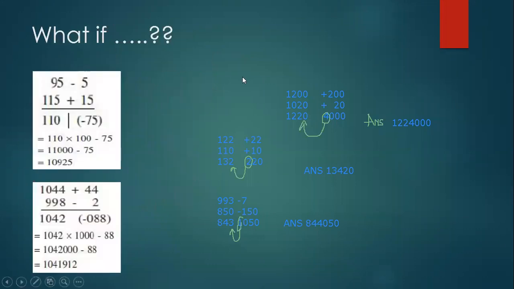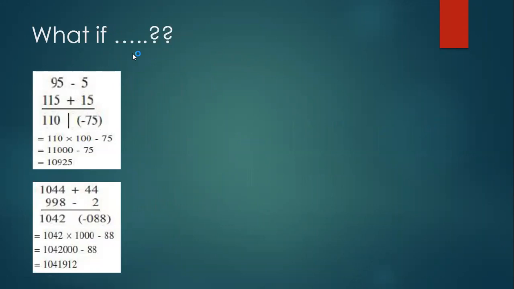What if? Now the question says, what if my numbers were different, having different signs? Like I had 95, which was 5 less, and 115, which is 15 more. So what do we do over here? When I multiply, this portion gets a negative sign. So what do we need to do in this case? When I do 5 into 15, or rightly speaking, minus 5 into plus 15, I get a minus 75.